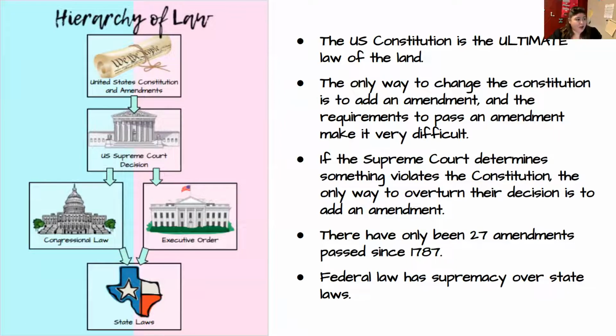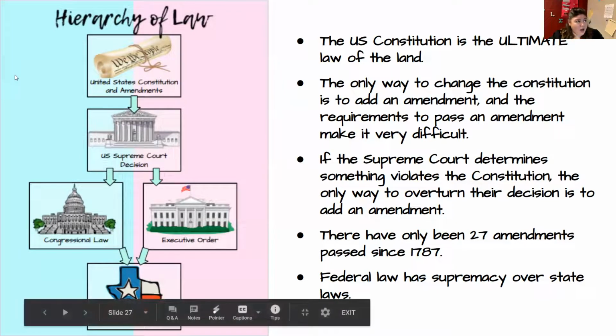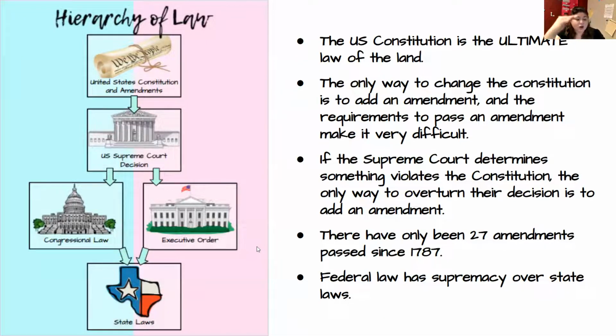Now, taking a look at the chart, I want you to see where we are. The Constitution is the law of the land. Then you have the Supreme Court. From there, you have the executive orders and the congressional law. Then you have state laws. State laws are on the bottom, which means, yes, states can run their states how they want. But again, it has to make sure that it does not infringe on people's rights on a federal level.